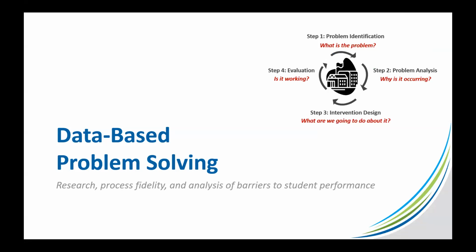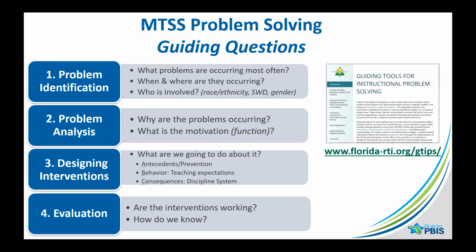All right, so let's move a little bit more into data-based problem solving, and Brian's going to go into specific graphs and show you what the data look like and show you some of those guiding questions along the way. But like I said, here are the four-step problem solving process of identifying what's the problem, why is it occurring, what are we going to do about it, and essentially evaluate, is it working? So those four main questions or the four main steps within the problem solving process are outlined here. And then these are some of the guiding questions that can assist you throughout each step of the process.